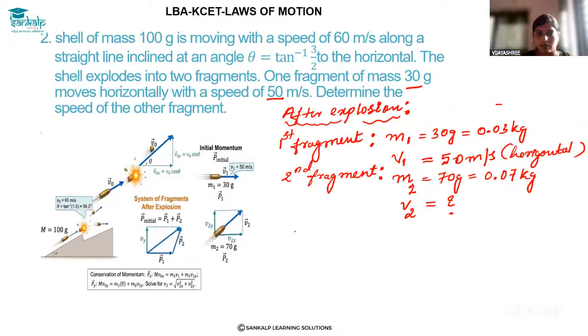I will do it here. Resolve the initial speed into two components. Let it be u. This is vector u. I resolve this into two components. This is ux and this is uy. So I resolve this initial velocity into two components.